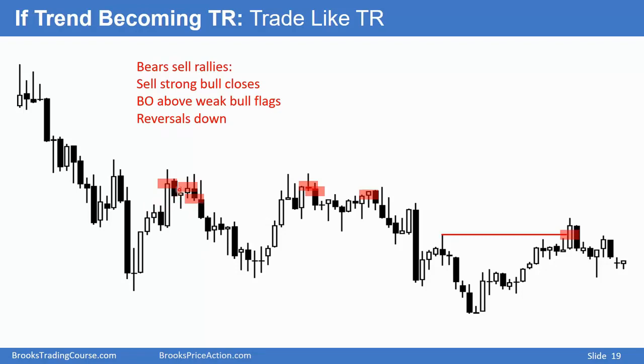A weak bull flag, only a doji. This bull bar has bad follow through. It has a tail. It's a lower high. A bad bear flag. Traders will sell at a limit order at that high.